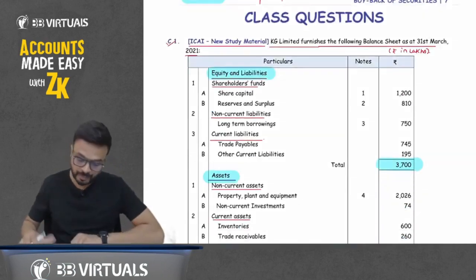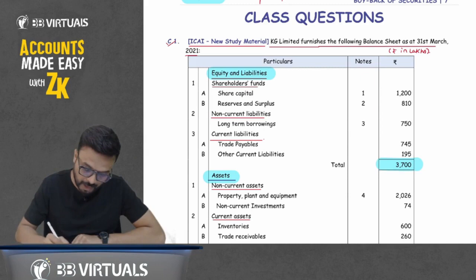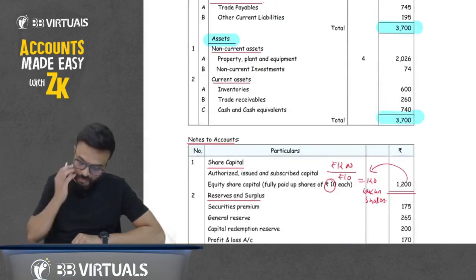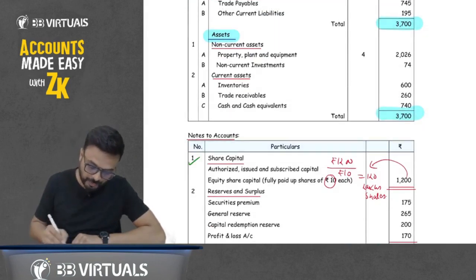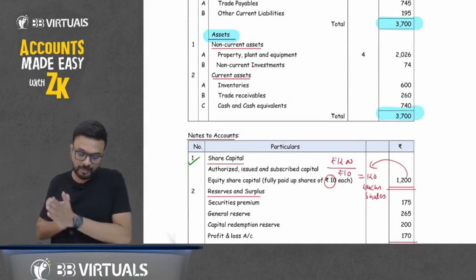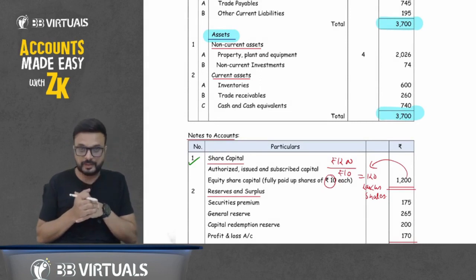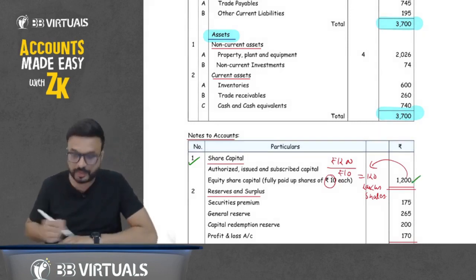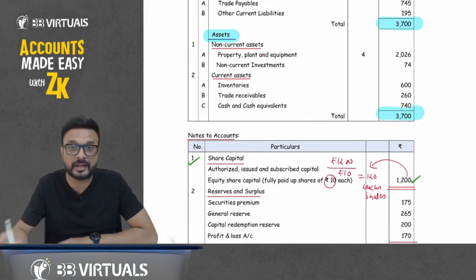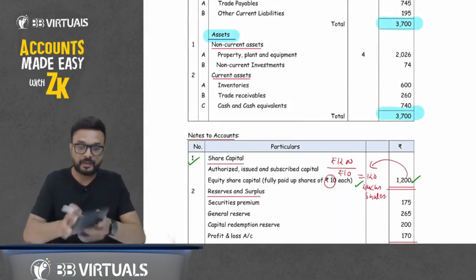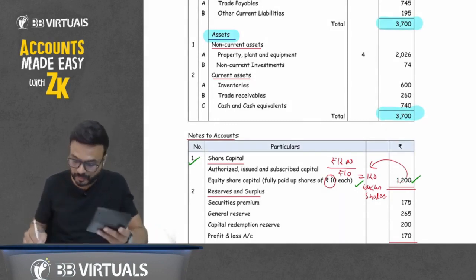Let's start from here. How much do we have here? Share capital will go to note number 1. It is 1200. Go to note number 1. Here in note number 1, authorized, issued and subscribed capital, equity share capital fully paid up, shares of rupees 10 each. So the total is 1200, and with shares of rupees 10 each, it means you have 120 lakh shares. First type 1200 in CALC.